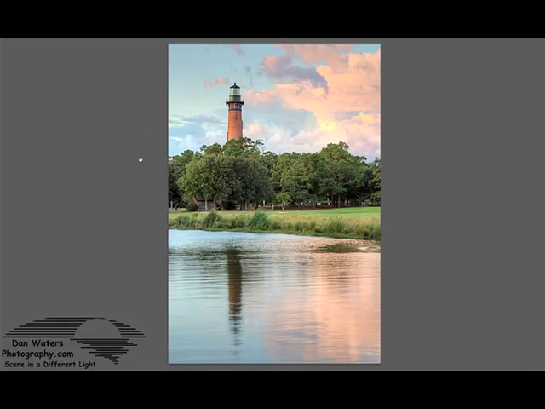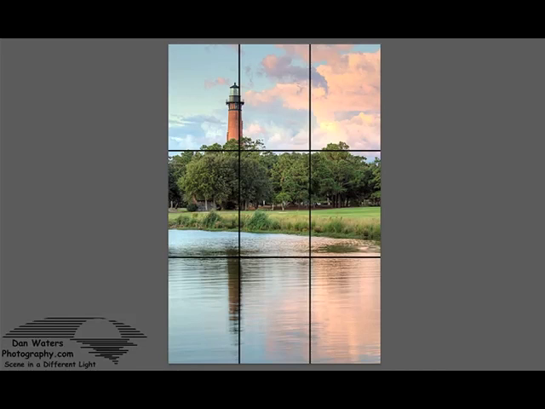This is a shot I took of the Corolla Lighthouse in Currituck. I used this strong compositional element and I put it right on one of the thirds. And then also where the trees are, that was another one of the thirds. And I used the reflection. This is even close to a third here.